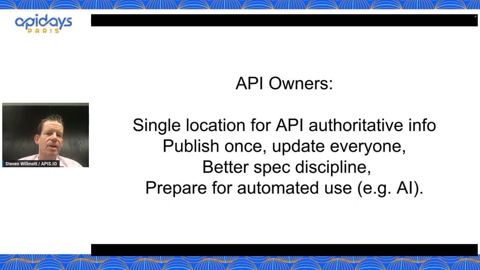So for API owners, why would you want to do this? Well, there's a really obvious reason right at the top, which is just having one place where you publish your API information, ideally even in an automated way. So when you update your APIs and you update your OpenAPI spec, for example, have that published, but then also update everybody that's listening or watching for your API just in one place, and not have to go to all these different locations where the API might be listed.